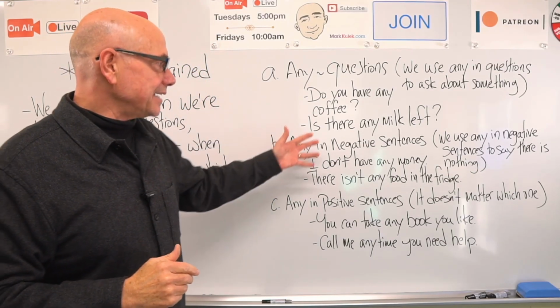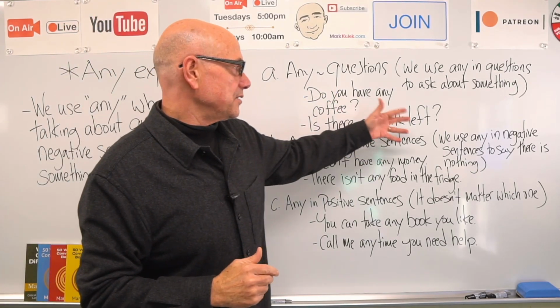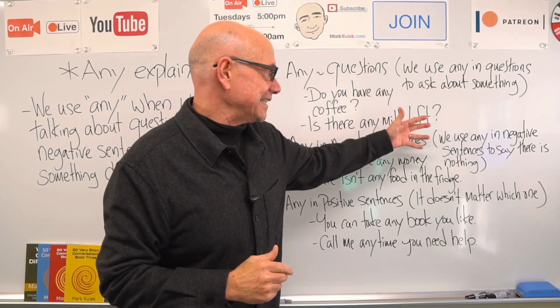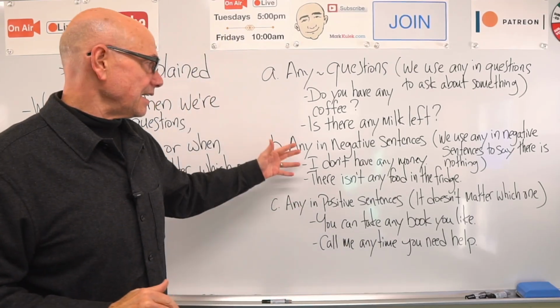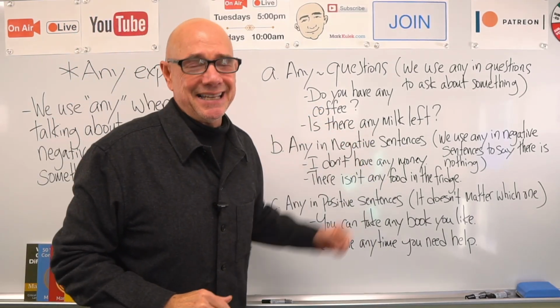Any in negative sentences. We use "any" in negative sentences to say there is nothing. I don't have any money.